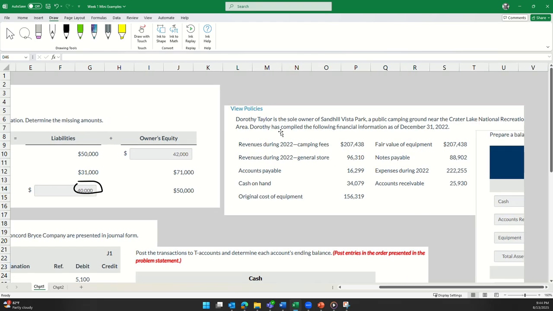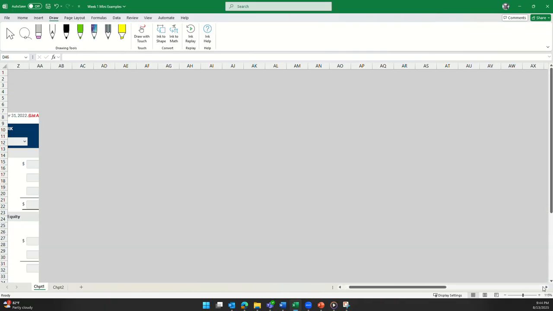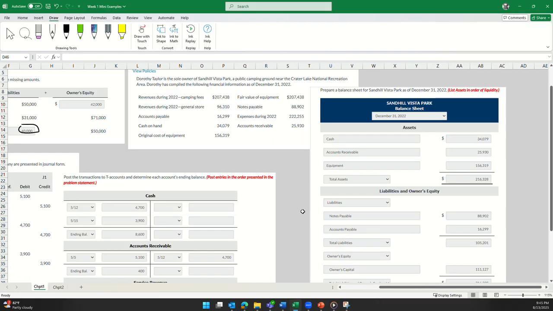In this example, Dorothy is the sole owner of Vista Park. It's a public camping ground near the Crater Lake National Recreation Area. Dorothy has compiled the following financial information for December 31st, 2022. So let's see here. Let me try to get this on the screen for us. Okay, so all this is given here.